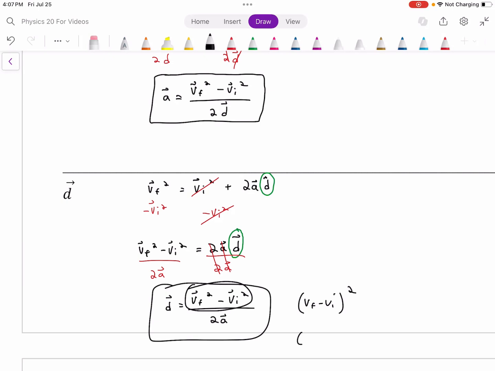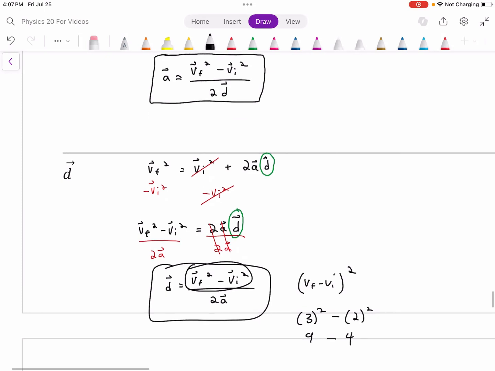For example, if I were to do 3 squared minus 2 squared, I would get 9 minus 4, right? Which is 5. But if I were to try and simplify that, quote unquote, to 3 minus 2 squared, I would get 3 minus 2, which is 1. 1 squared is just 1. So be careful. We do have to keep it as final velocity squared minus initial velocity squared.